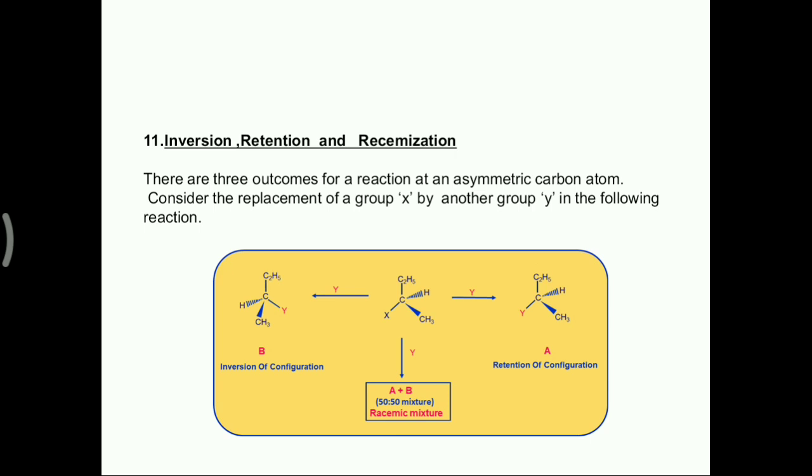And under C, you have 50% of A and 50% of B. Then we can say product A has a retention of configuration, product B has an inversion of configuration, and product C is a racemic mixture. So whenever a nucleophilic substitution reaction happens, the products will have either a retention of configuration or an inversion of configuration, or we may get a racemic mixture.